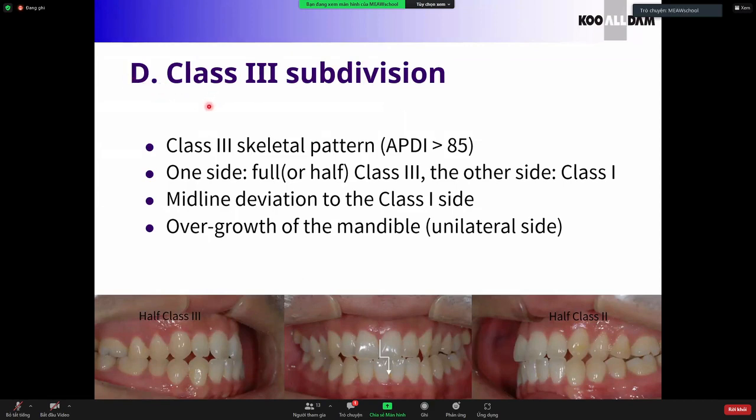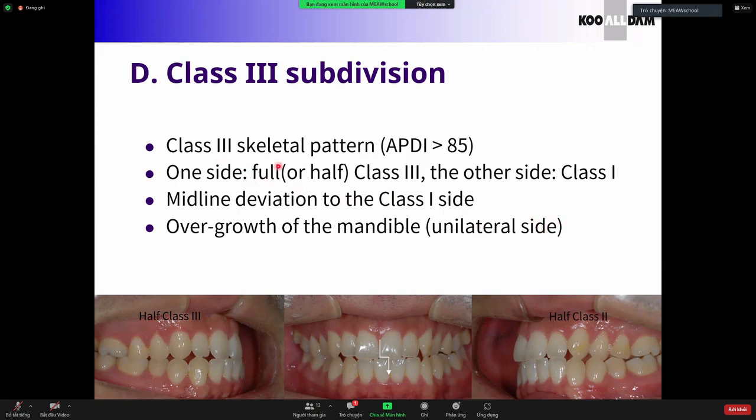So I want to divide this class 3 into another group, class 3 subdivision. Class 3 subdivision means one side is full or half class 3, and the other side is class 1. So the midline deviates to the class 1 side. This type has overgrowth of the mandible, especially on the unilateral side.